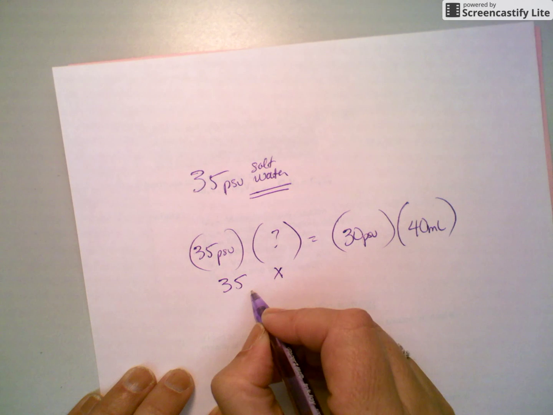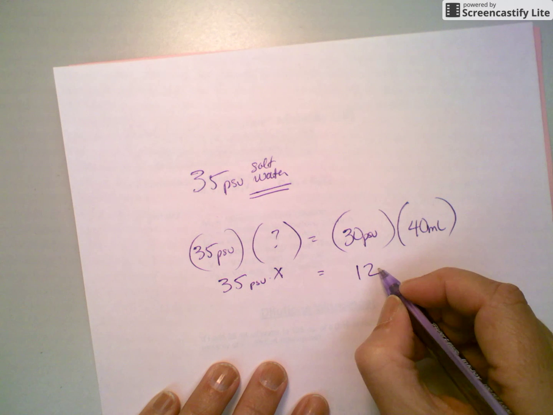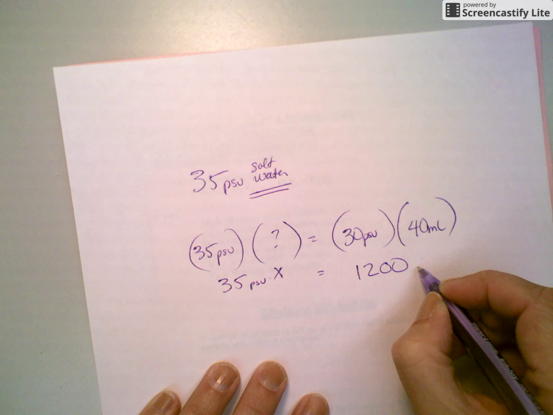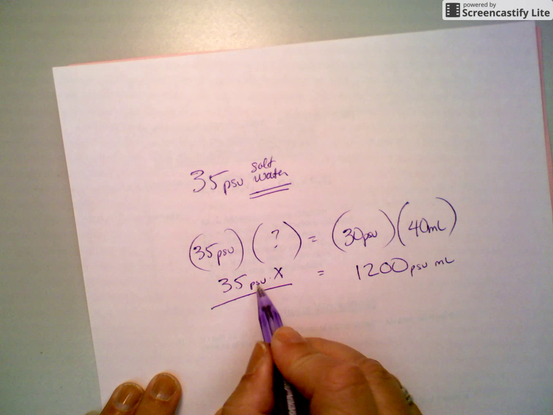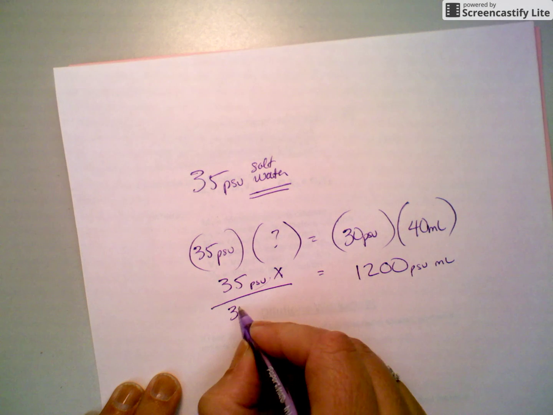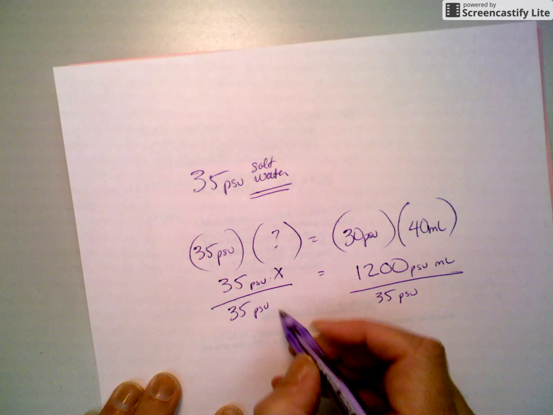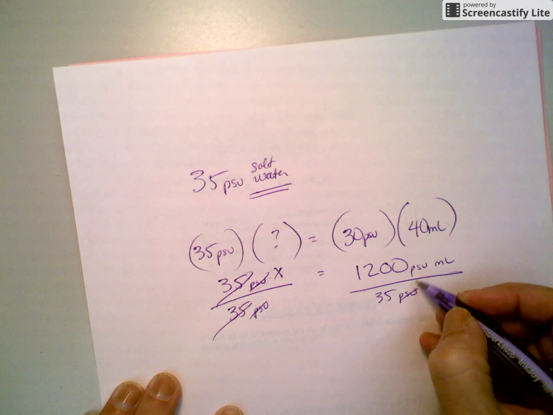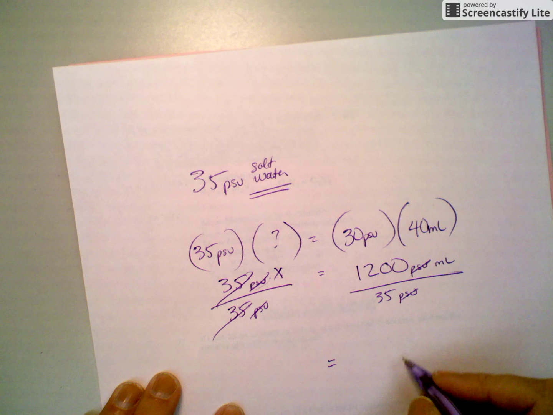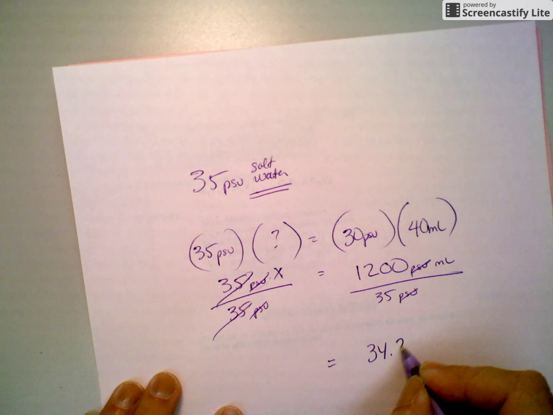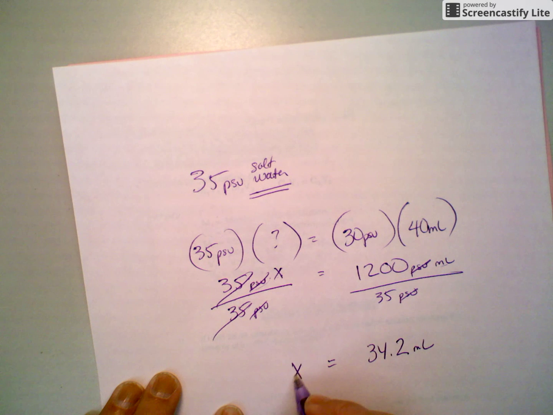You multiply 35 PSU by X equals 30 times 40, which is 1,200, and put those letters together, PSU mLs. Now you got to get rid of this stuff so we can get X all by itself. So divide by 35 PSU. Divide this side by 35 PSU. Cross it out, cross it out, cross it out. Do the division. 1,200 divided by 35 is 34.2. And the only units that are left are milliliters. And then bring down your X since he's the only one left over there.